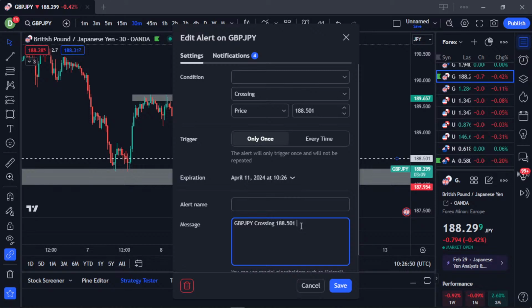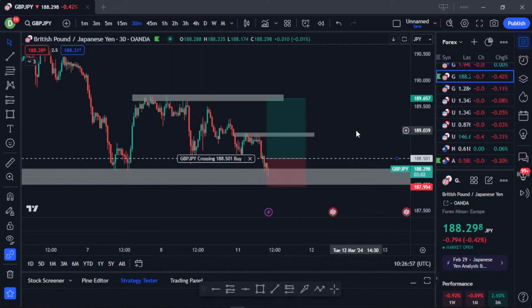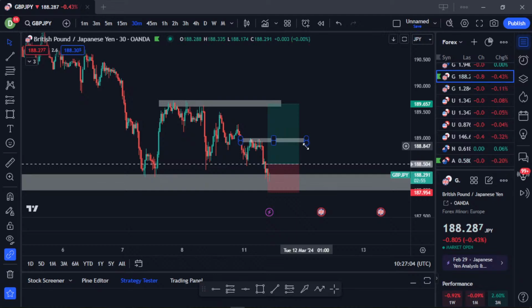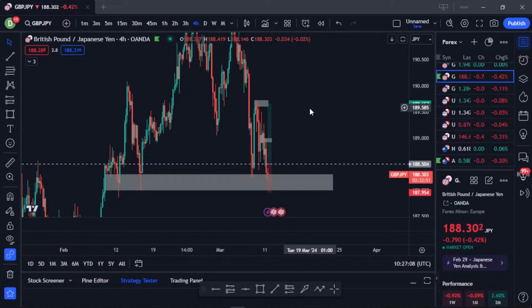So for that, I'm just going to type in here, buy, and that's simply all for it. Until the market hits here, I won't be looking for any opportunity to enter this market. So with this aside, now let's go over to the 4-hour time frame and see if we can get some swing trading opportunities as well.